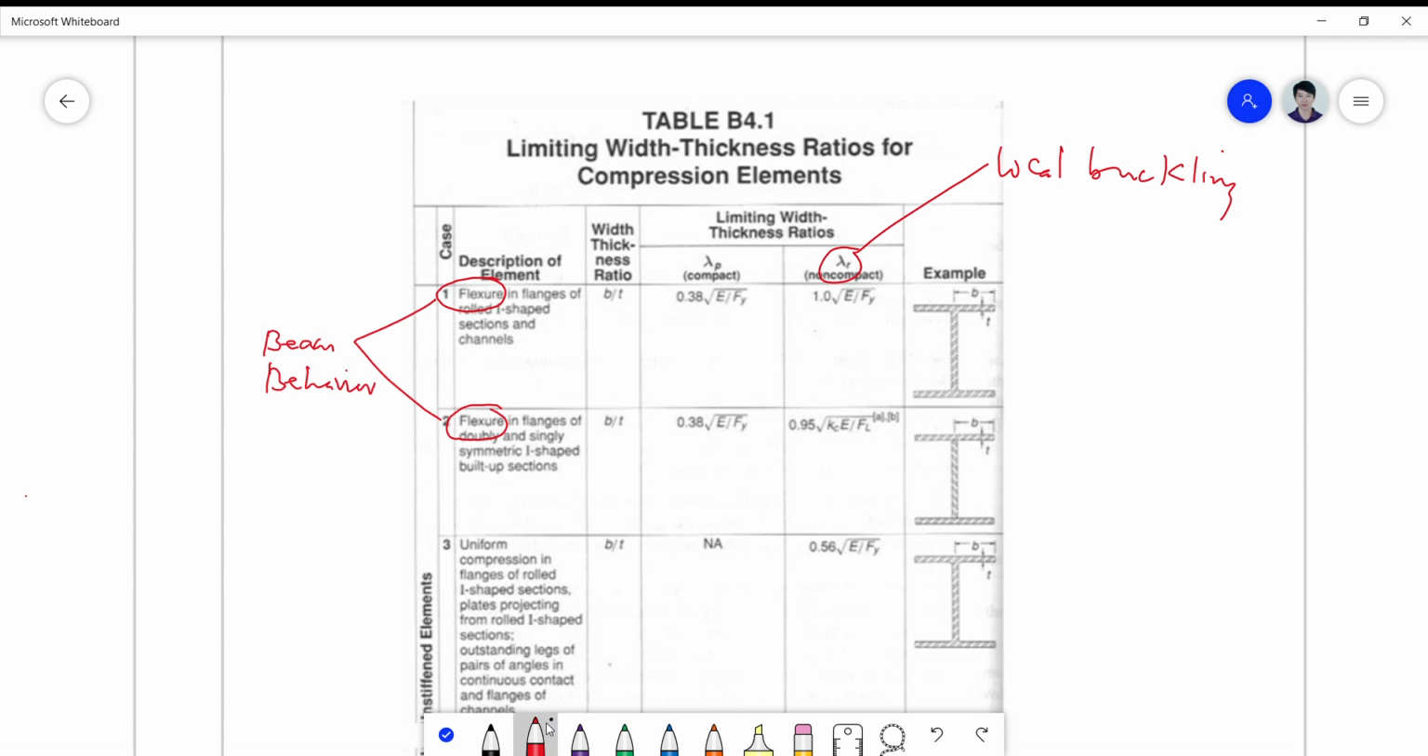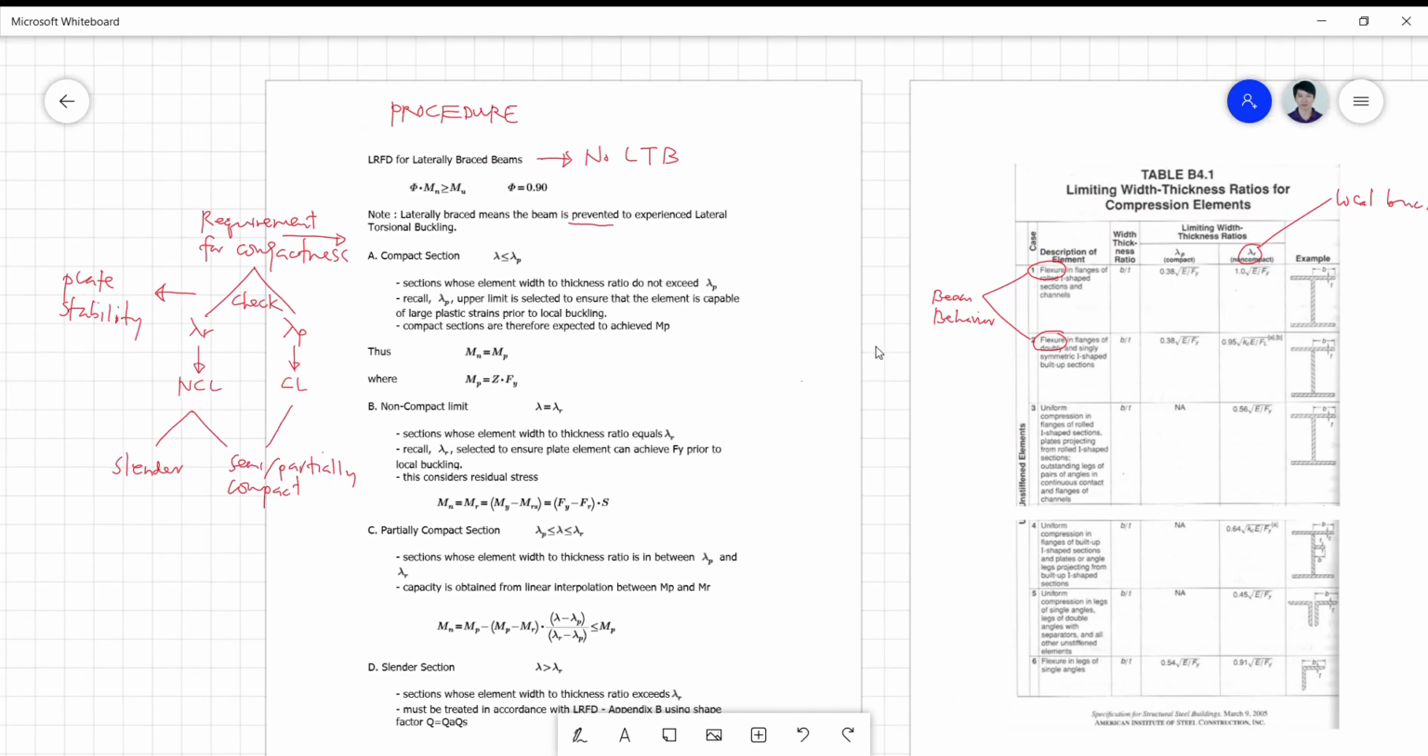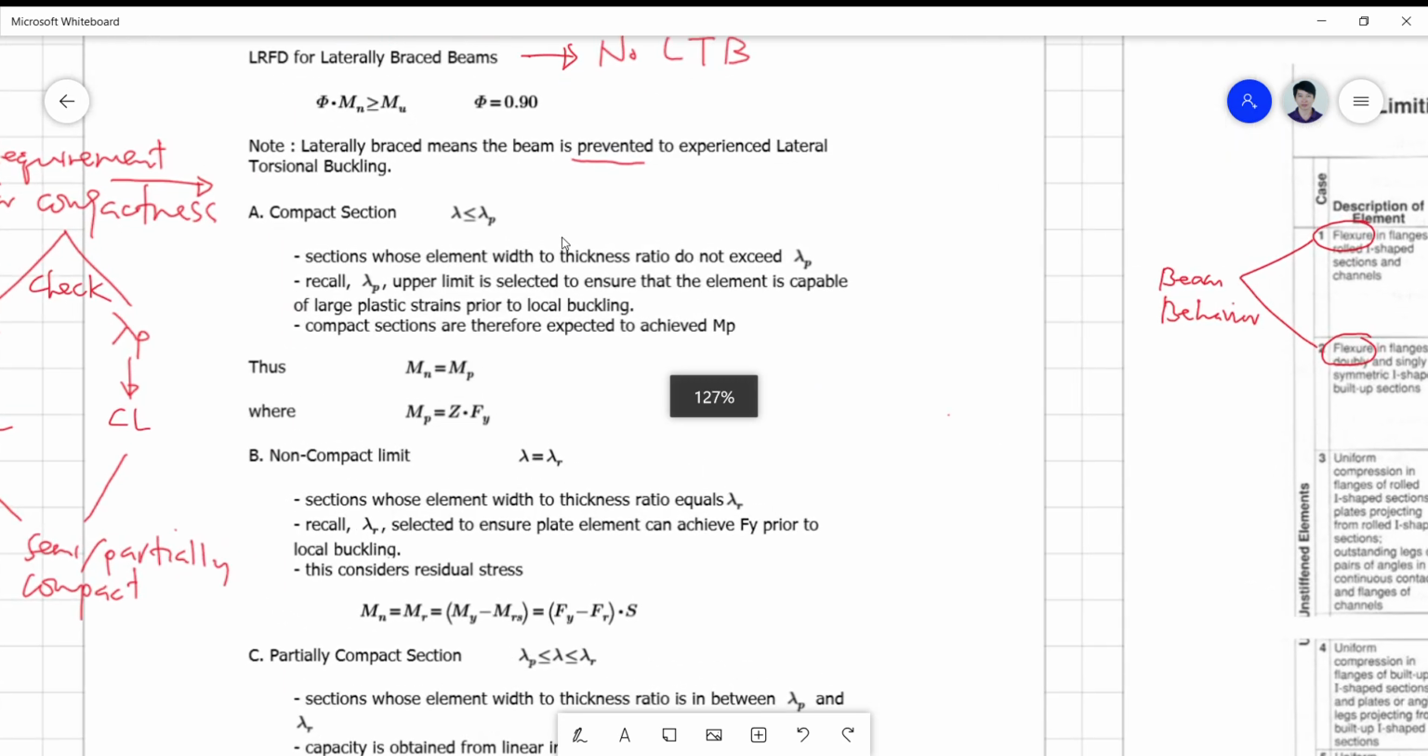Okay, so all we have to do is to come up with lambda r and lambda p and compare it with the actual width to thickness ratio here. So if it is less than lambda p, then we say that this is a compact section. And the following are the factors that are now used in the process of determining your nominal moment capacity.